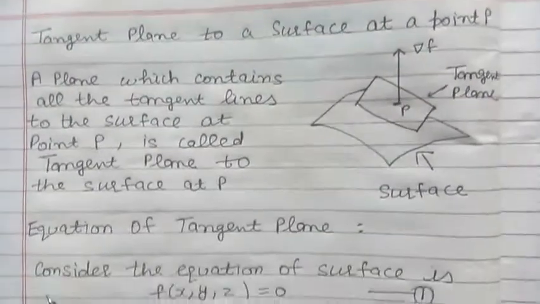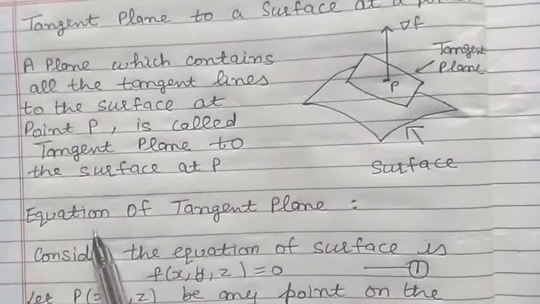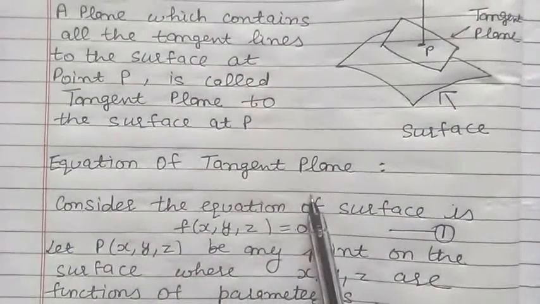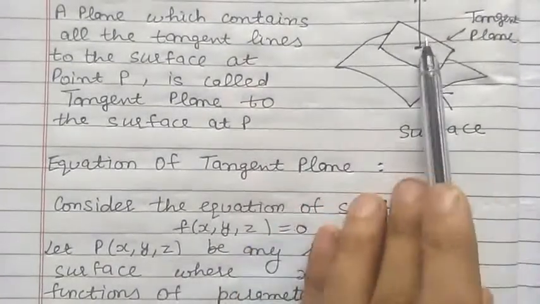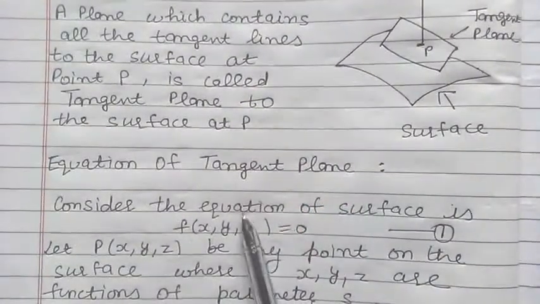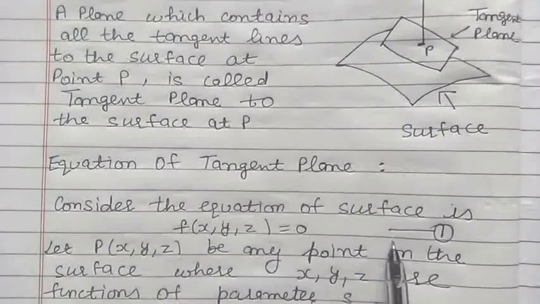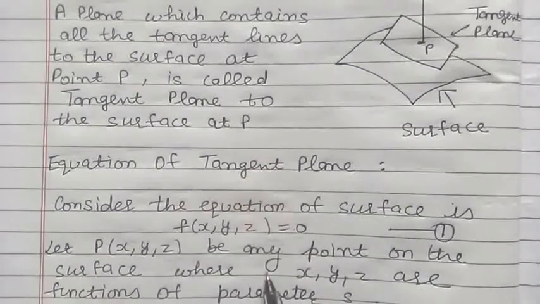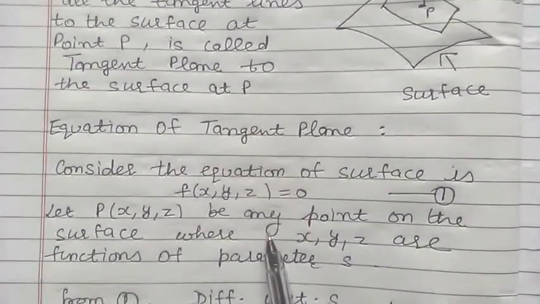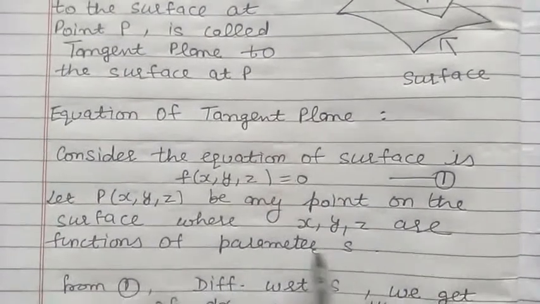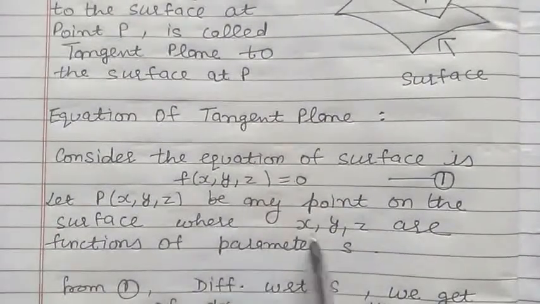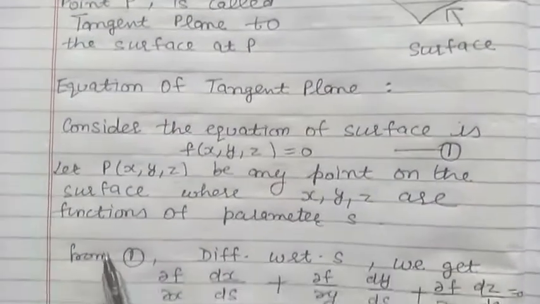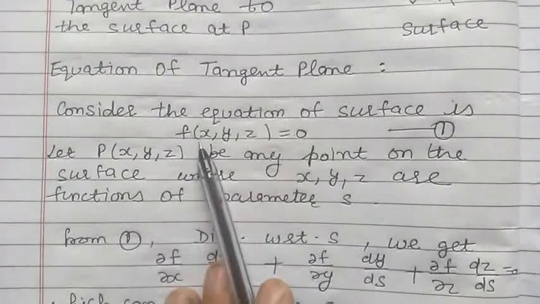Now let us derive the equation of the tangent plane at the point P. In order to derive it, let us consider a surface whose equation is given by f(x, y, z) = 0. P is the point on the surface where we are to find the equation of the tangent plane. Here the coordinates x, y, z of the point P are functions of a parameter s. Now we can differentiate equation 1 with respect to s.